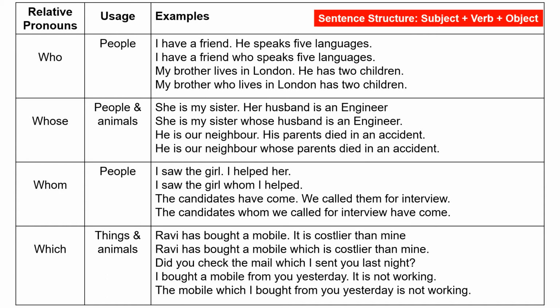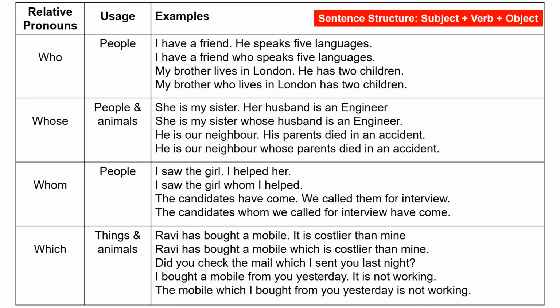Next, whom. Whom relative pronoun is used for people. For example, I saw the girl, I helped her. Now we will use whom to connect these two sentences. I saw the girl whom I helped. Actually, whom is used instead of object. It replaces object.